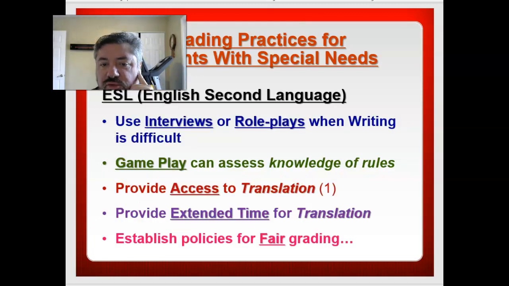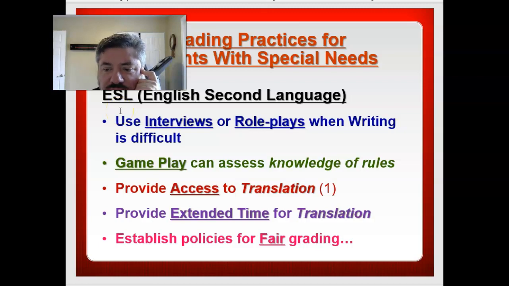So here are some important grading practices for students with special needs. If you have an ESL student, which stands for English as a Second Language, and this is across the country, there's going to be a lot of ESL programs. We actually host some adult ESL programs through Lincoln University. All right. So when you're working with ESL students, remember, language can be a barrier.